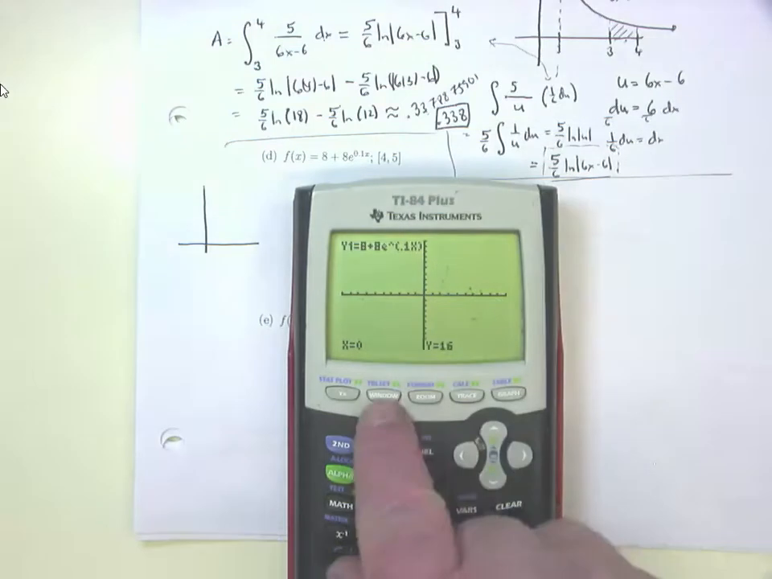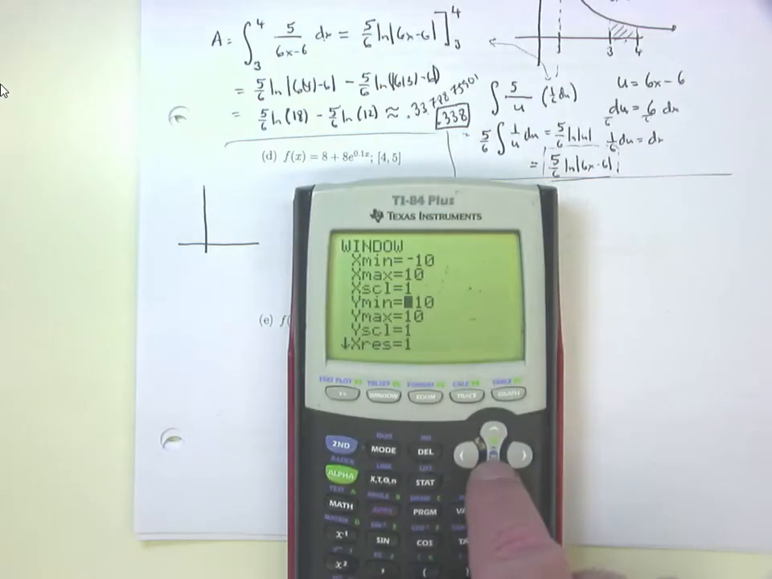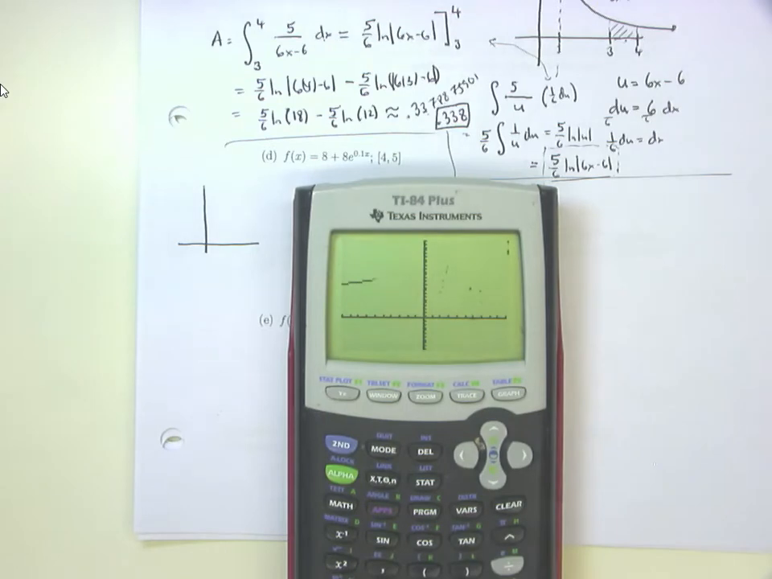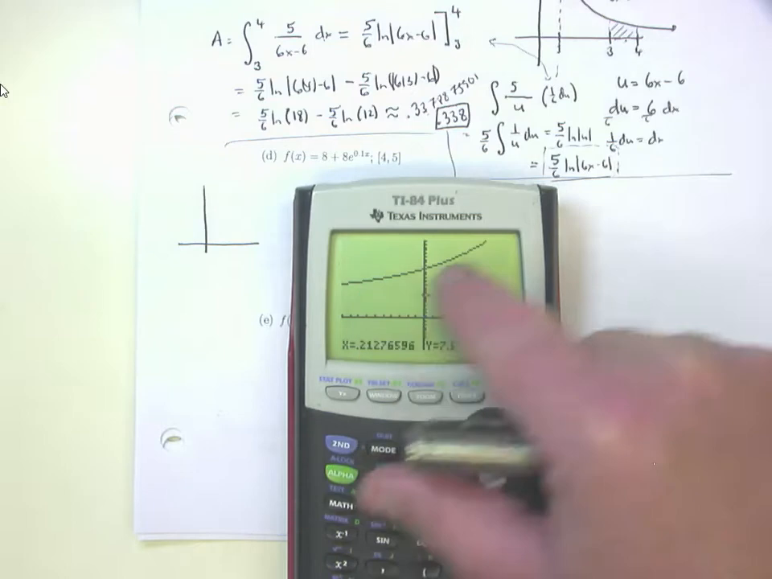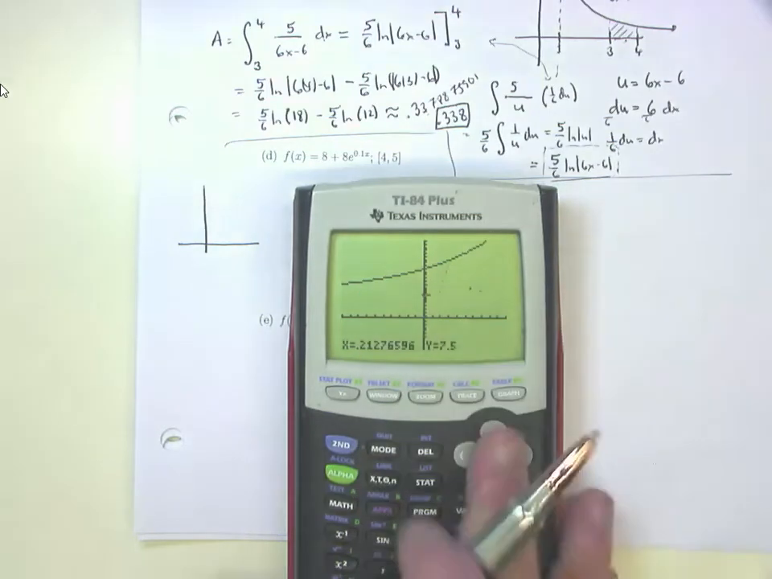So I'm going to hit the window, and I'm going to change the y maximum to go above 16. So I'm thinking 25 or something like that. Make sure you go way above it, and then hit graph. There's my graph, it's up there. All I did was extend it, so it made this thing all the way up to 25. There's my graph right there. So I can graph that thing.